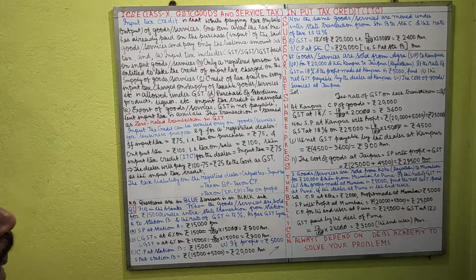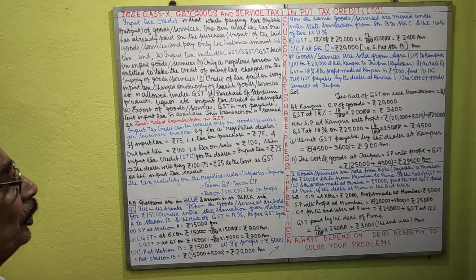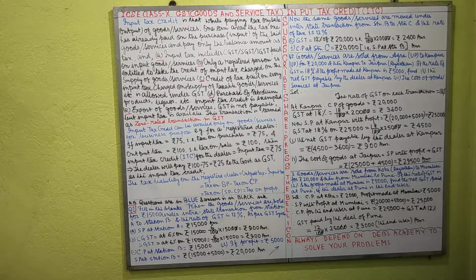The same goods or service are moved under interstate transaction from station B to station C and the rate of tax is 12%. Therefore, question number E, GST equal to 12% on rupees 20,000, which is rupees 2,400 only. CP at station C will be 20,000, that is SP at station B.